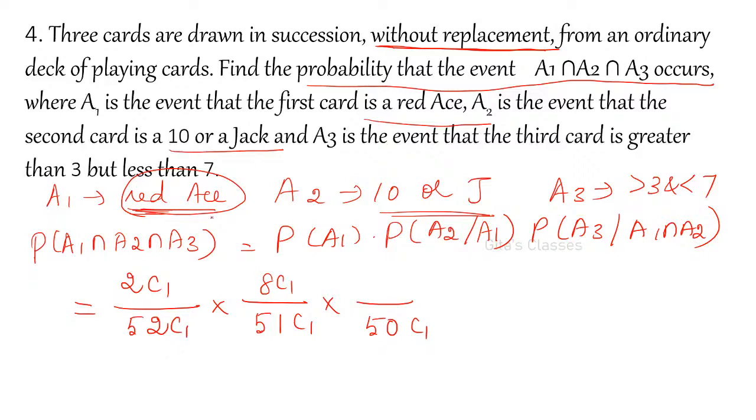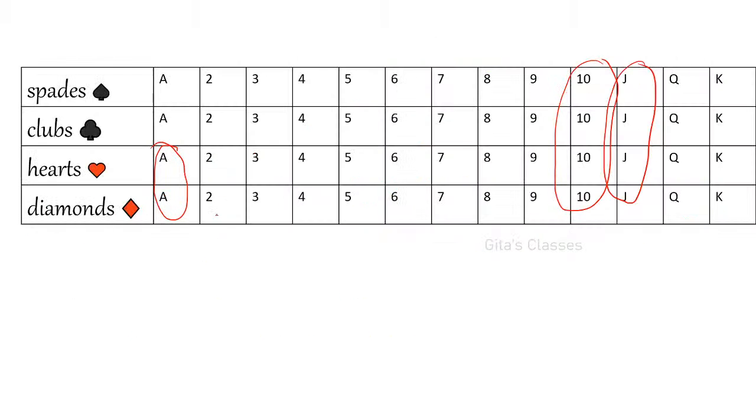Can anyone tell how many more cards are there? Quickly. I'll show you this table now. Tell me how many more cards are there. Greater than 3 but less than 7. How many more cards are available? Favorable cases, how many more are there? Greater than 3, less than 7.